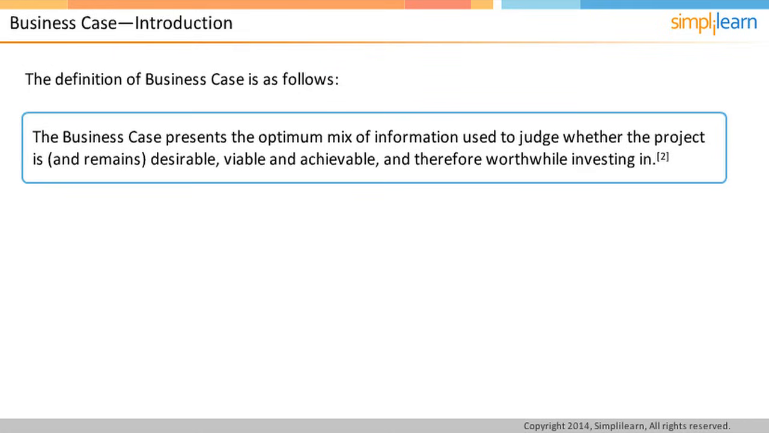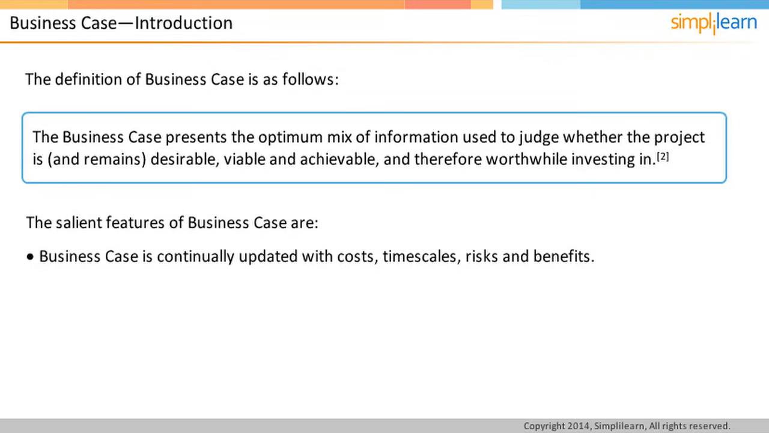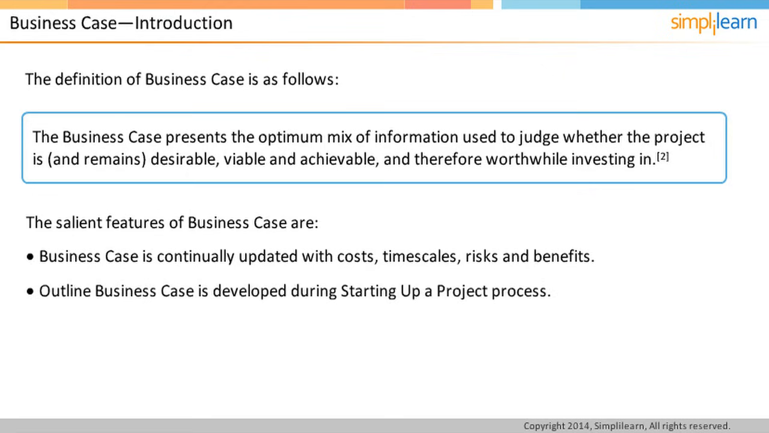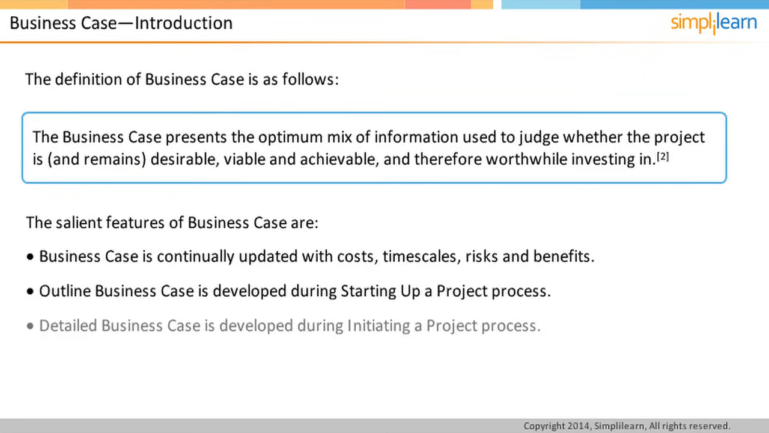Since the viability question is ongoing, the business case is not static. It should not be used only to gain initial funding for a project, but should be actively maintained throughout the life of the project and be continually updated with current information on costs, timescales, risks, and benefits. Outline business case is developed during starting up a project process, while detailed business case is developed during initiating a project process.